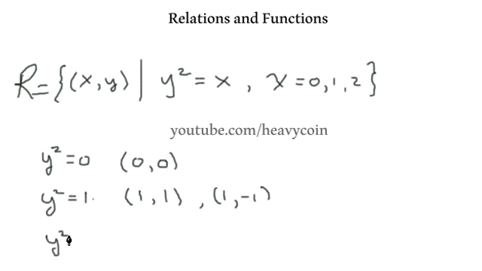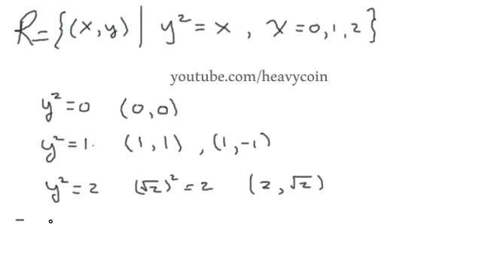All right, let's do one more here. y squared is equal to 2. Well, I know that if I plug in the square root of 2 and square it, I get 2 out. And so therefore 2 is my x coordinate and the square root of 2 is my y coordinate. Also, if I plug in negative square root of 2, I get a positive 2 out also. So you see there's two numbers, square root of 2 and negative square root of 2. Alright, I'm trying to make this short, so the domain is 0, 1, and 2.